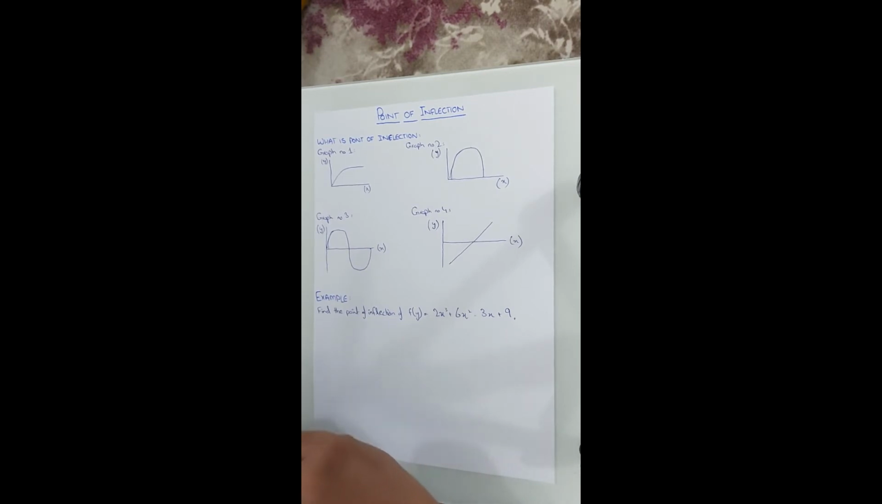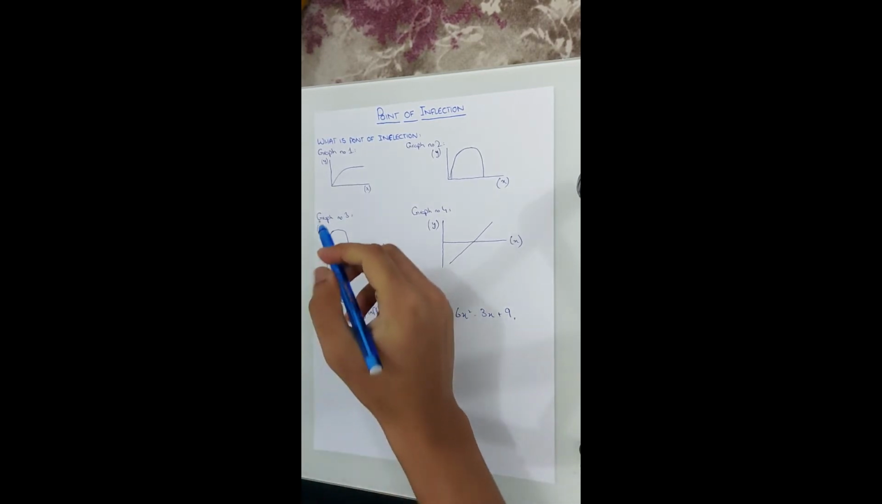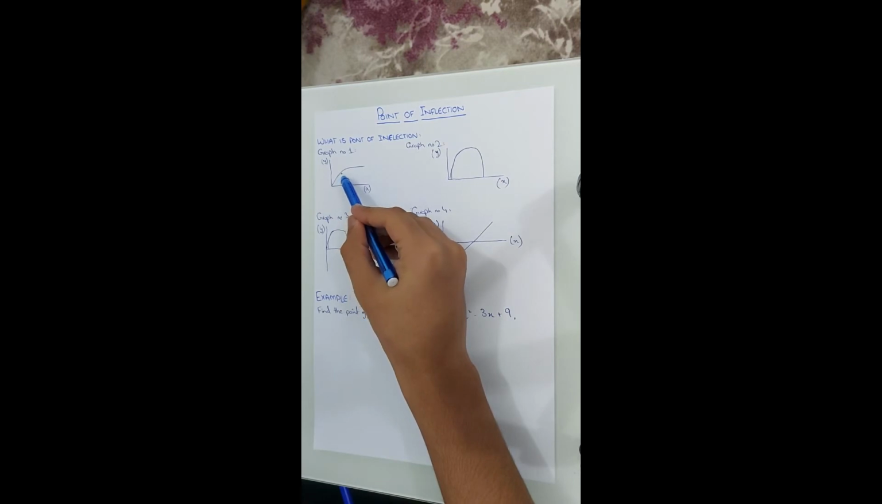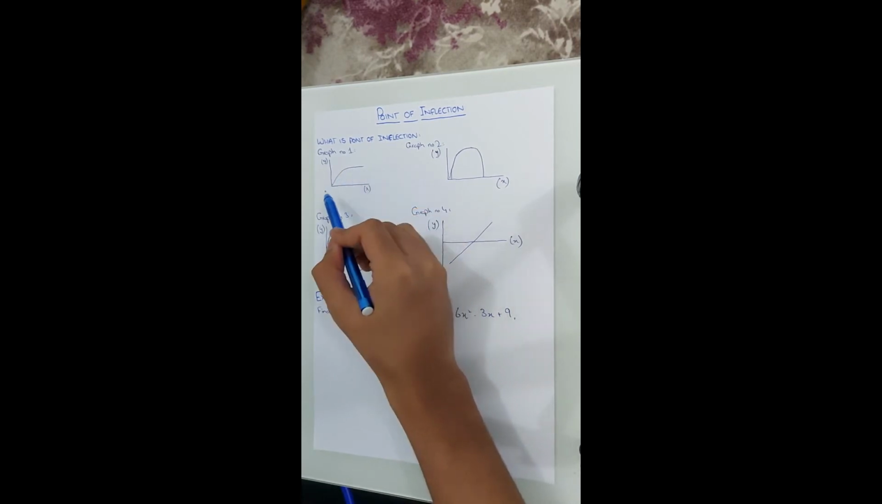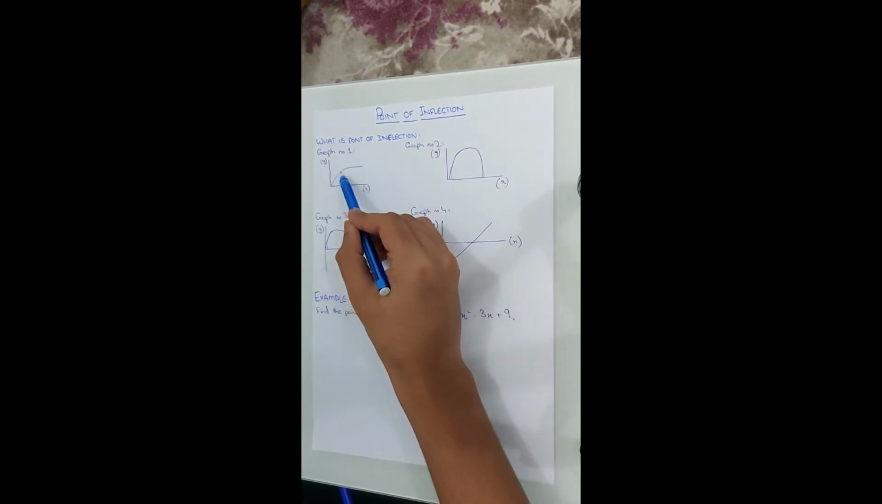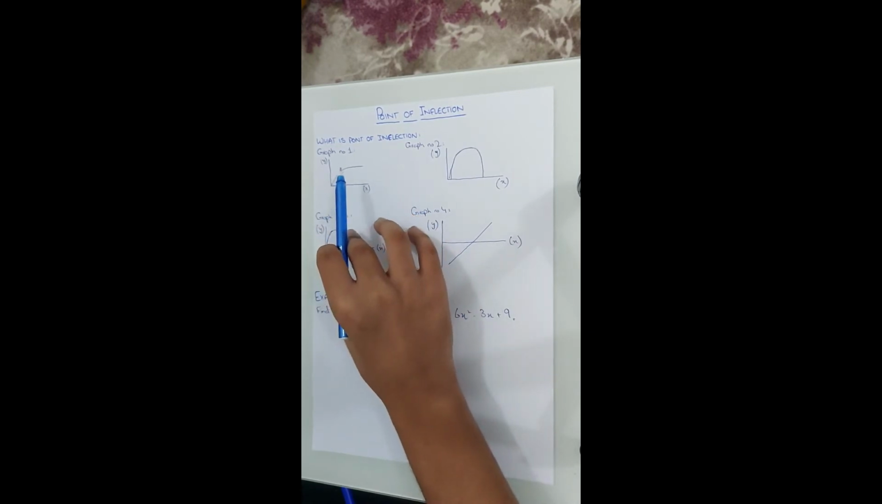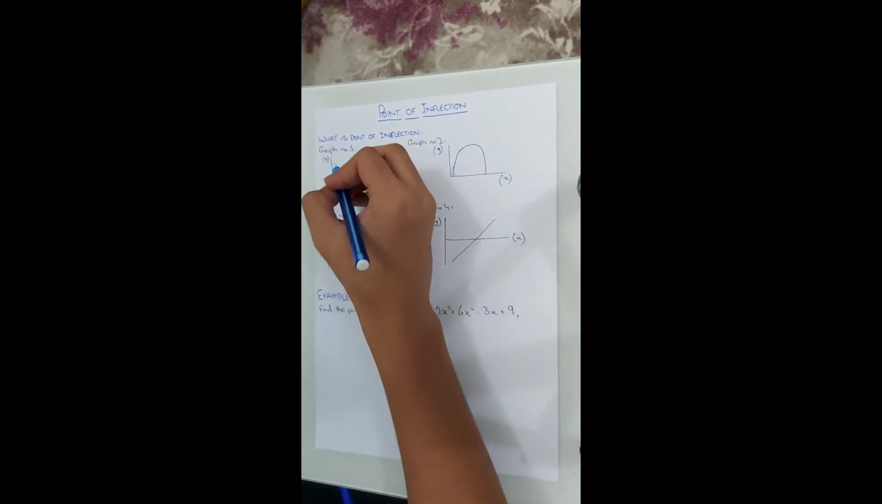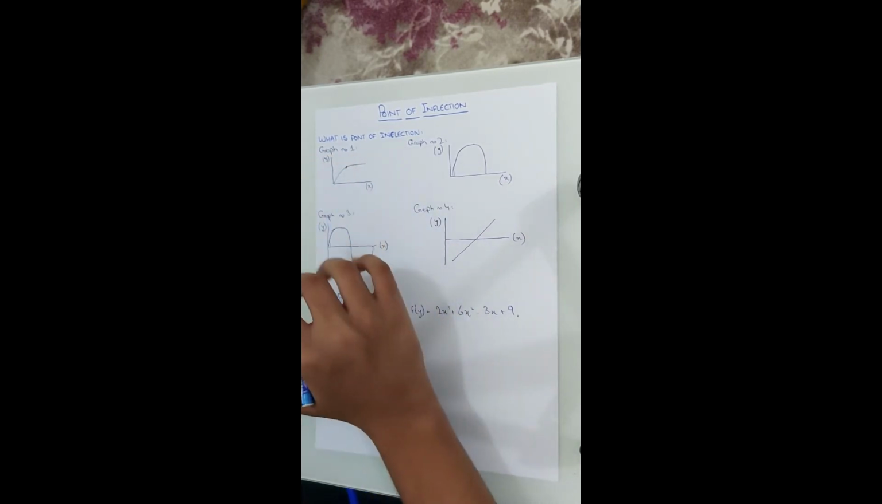If we look at graph number 1, we can see that the slope increases, but suddenly it becomes constant, like the rate becomes constant. So in graph number 1, the point of inflection is right here at this spot. This is the spot where the whole transition occurs.